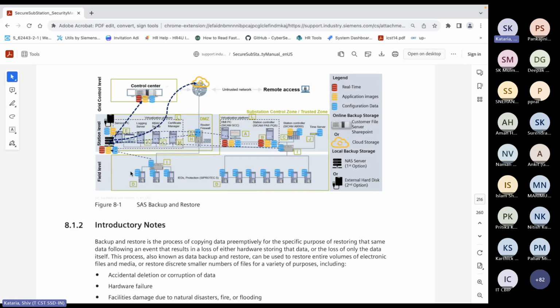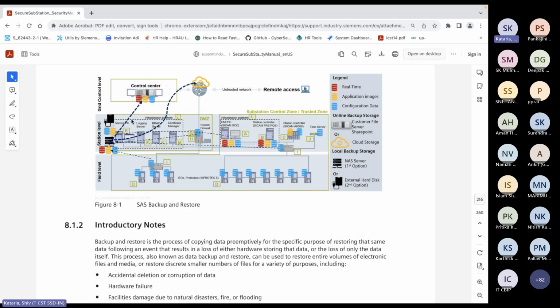All of these layers would have a logging server available at the station level, and this logging server can send data to your control center as well. That is why I have shown it here. If you want the same capability replicated at the control center level, you can forward the log from your logging server to your control center as well.